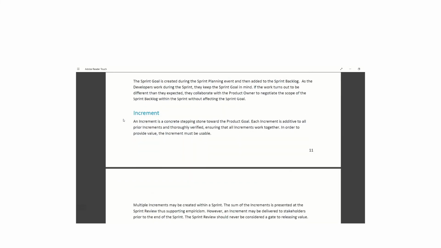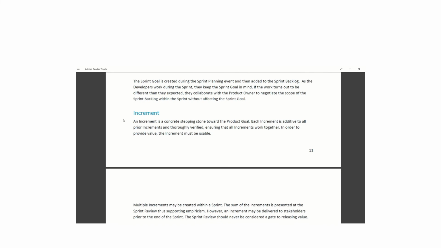The sprint goal is created during the sprint planning event and then added to the sprint backlog. As the developers work during the sprint, they keep the sprint goal in mind. If the work turns out to be different than they expected, they collaborate with the product owner to negotiate the scope of the sprint backlog within the sprint without affecting the sprint goal.